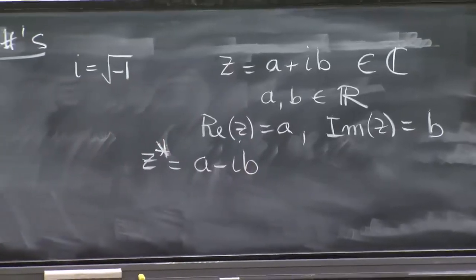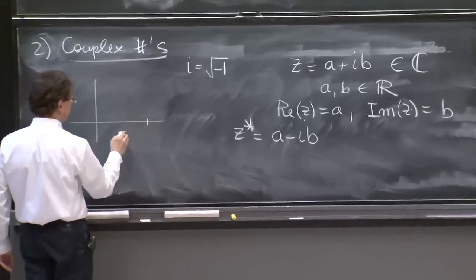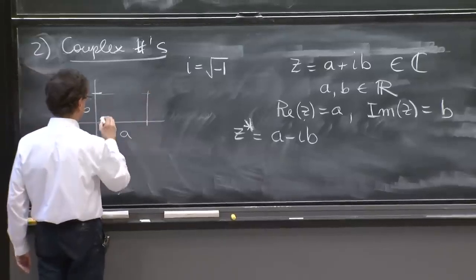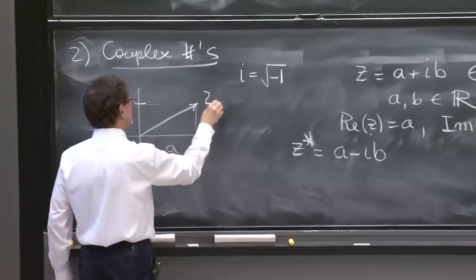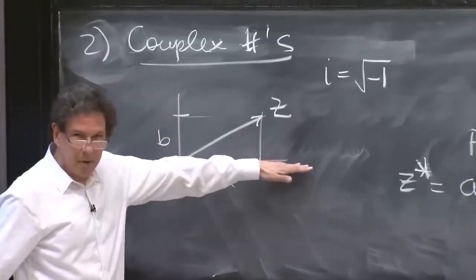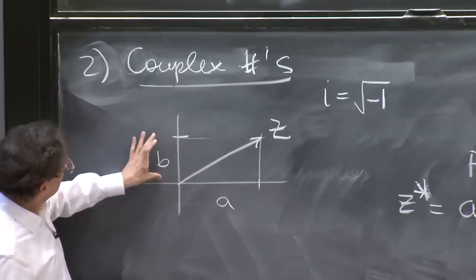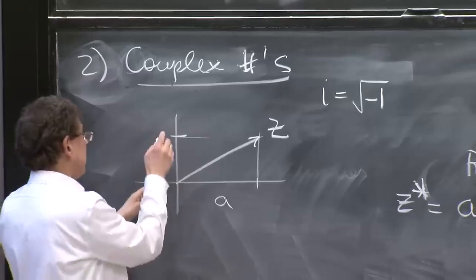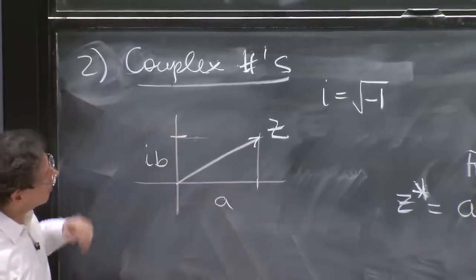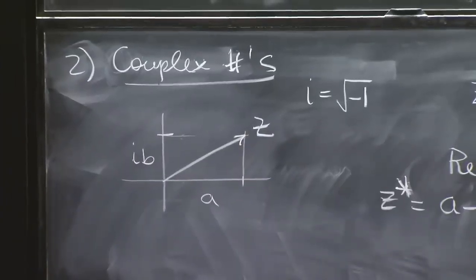And we picture the complex number z by putting a on the x-axis, b on the y-axis, and we think of the complex number z here, kind of like putting the real numbers here and the imaginary parts here. So you can think of this as ib or b, but this is the complex number. Maybe ib would be a better way to write it here.